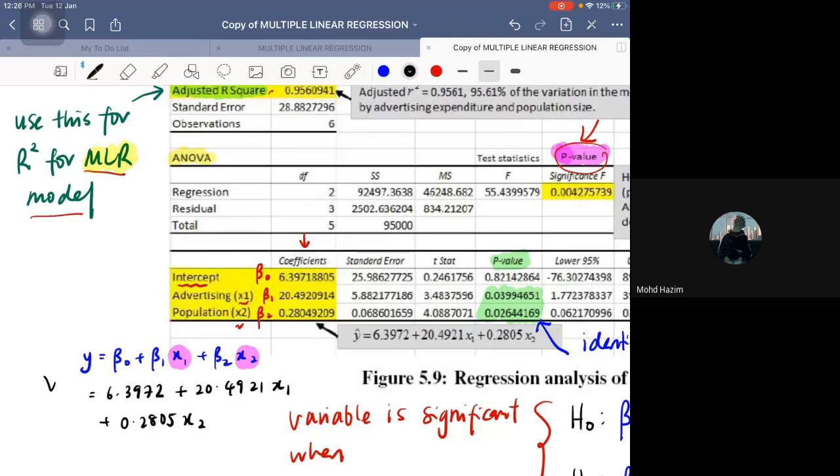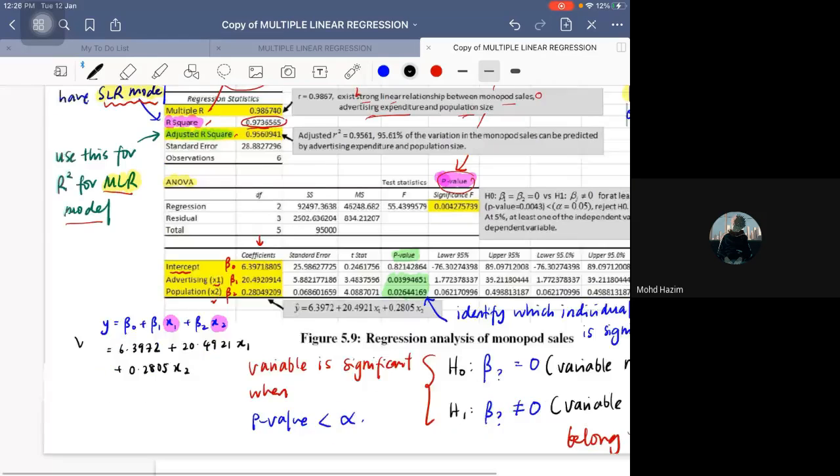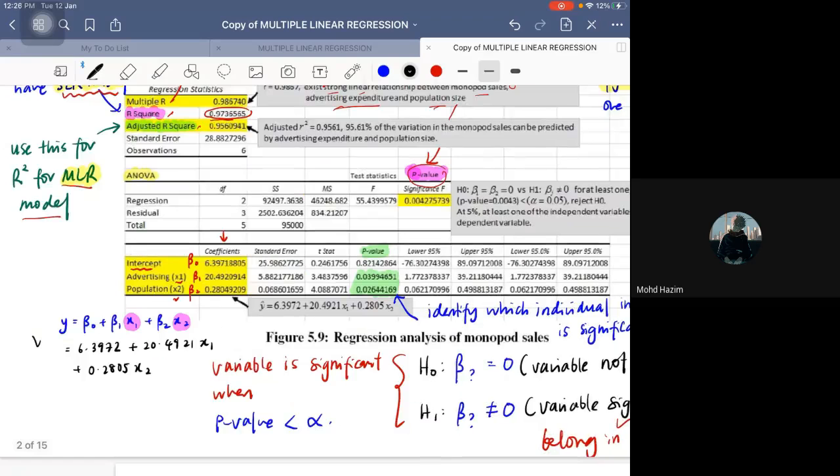Basically, the idea is very similar to simple linear regression. You only add more terms to accommodate the other independent variables. So the model is actually written over here. This is going to be our model.